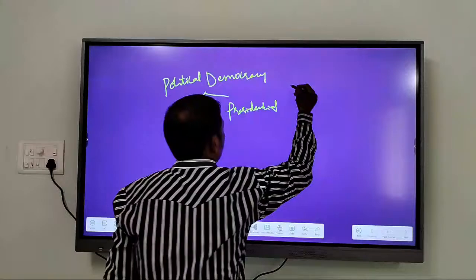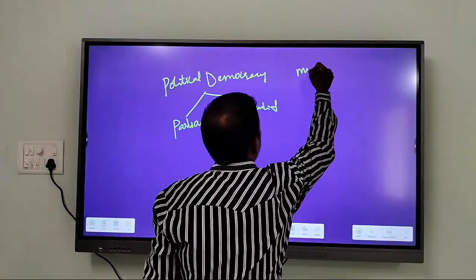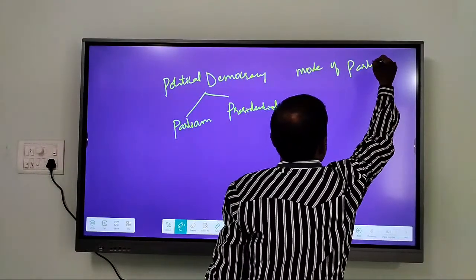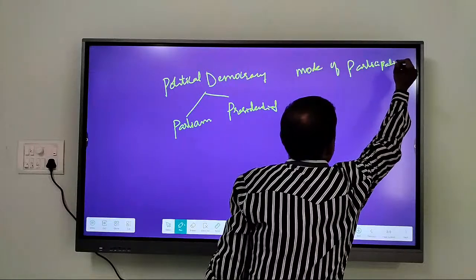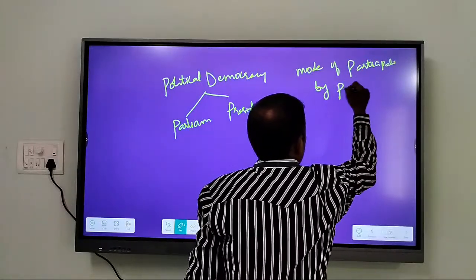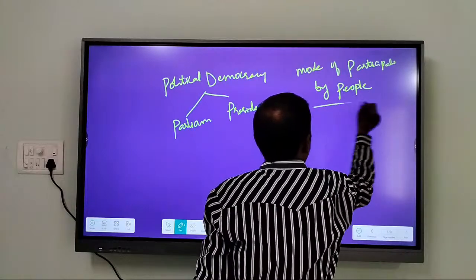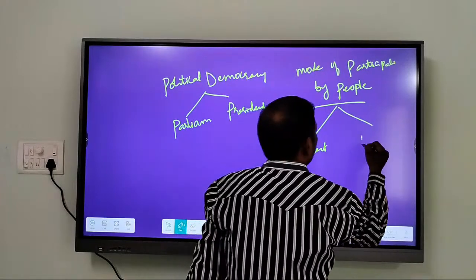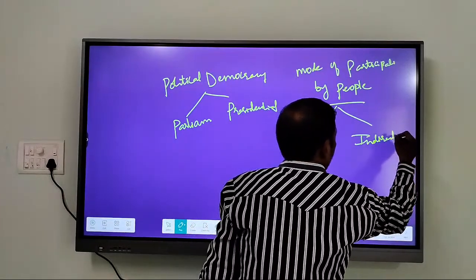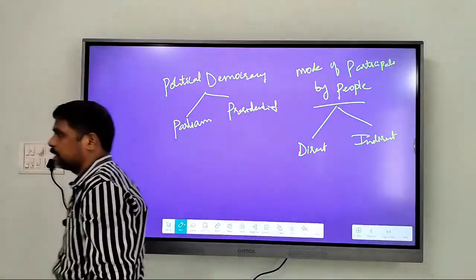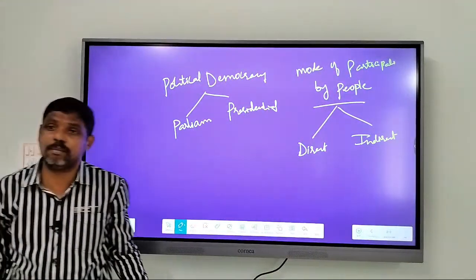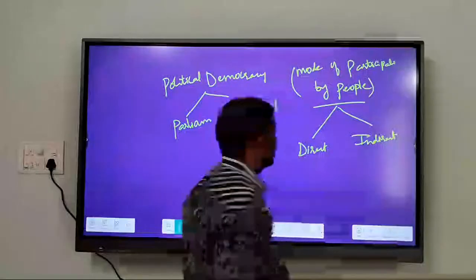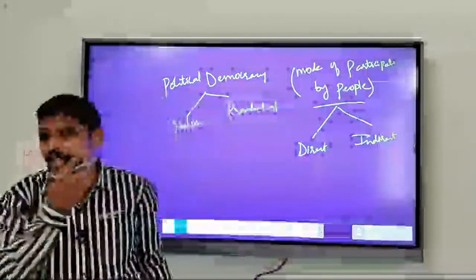And based upon the mode of participation by people, we can classify them into direct democracy and indirect democracy. One is direct democracy and the other is indirect democracy. At this point, what is direct democracy and what is indirect democracy?